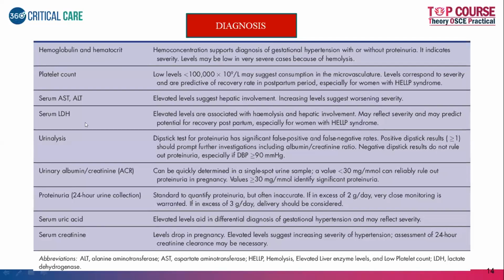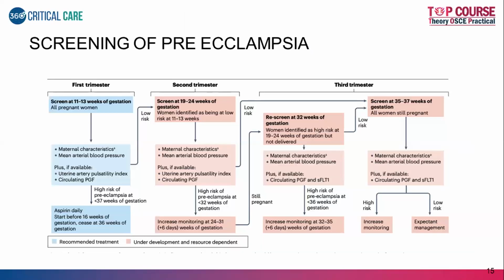Serum LDH will be elevated. And in urine analysis, you're going to see proteinuria. Measure your urine albumin creatinine ratio, 24-hour urine collection for proteinuria, and your serum uric acid will be elevated in some cases of gestational hypertension, and as I told, serum creatinine levels. So these are the routine labs which you send for a patient of preeclampsia.